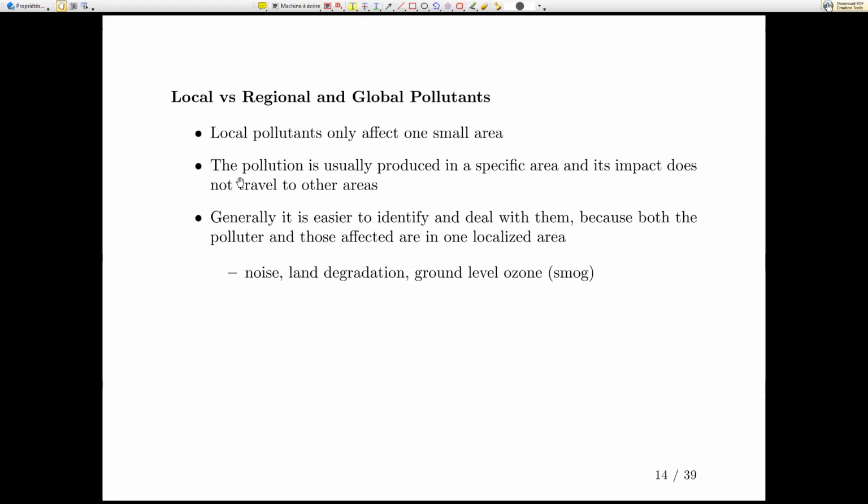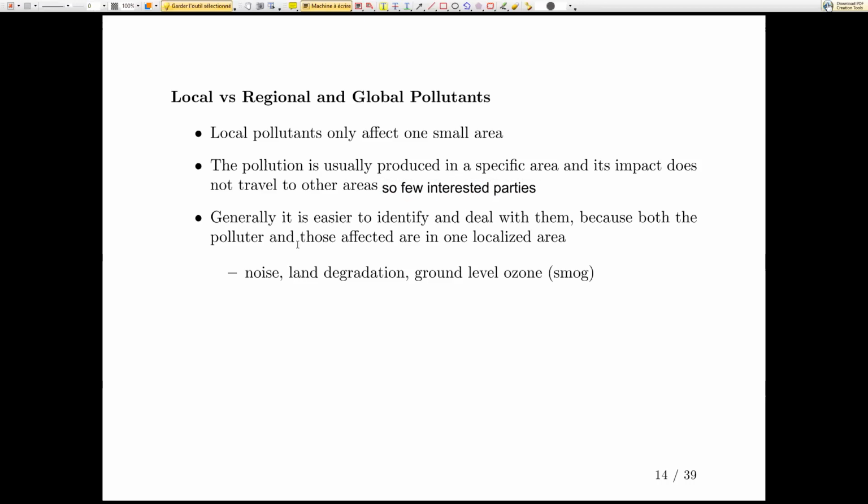Yeah, so also the pollution does not travel to other areas. So that way the interested parties are not that many. So it's easy to have everybody around the table and discuss, have a chat, and usually you can resolve things.